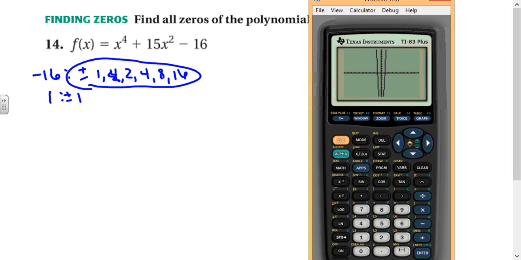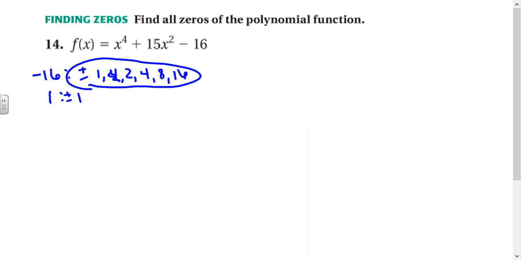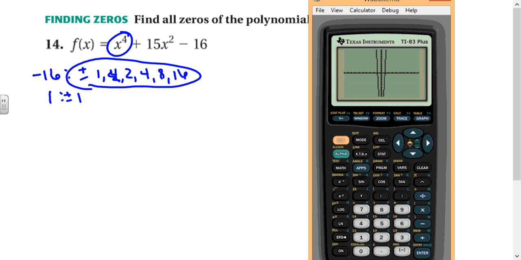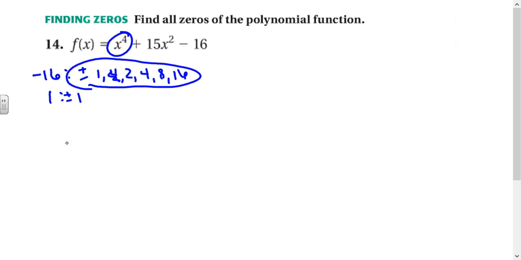Now those are only our real zeros. And if you look at the degree, how many zeros is this function supposed to have? It's supposed to have 4 because the degree is 4. So that will only give us our real zeros. So I'm going to pick one of those. I'm going to pick -1 to use, and I'm going to do synthetic division.